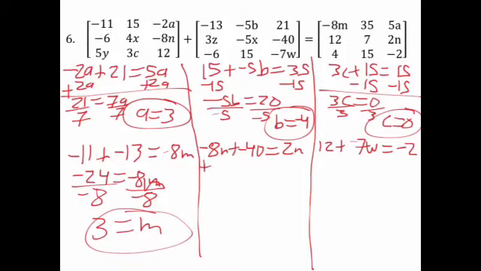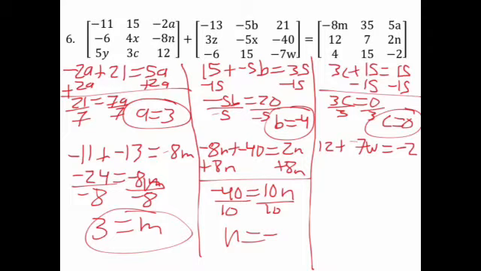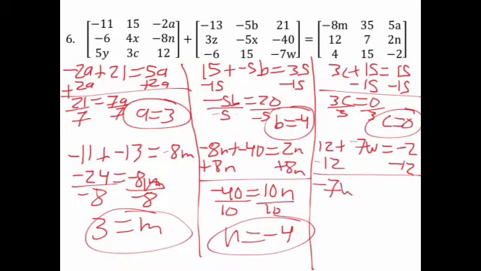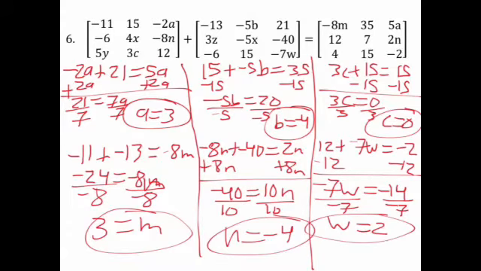On this next one, I'm going to add 8n to both sides, just so I can get my n's on one side. I got negative 40 equals 10n. Divide both sides by 10. And you'll get n equals negative 4, just like b. On the next one, I'm going to subtract 12 from both sides to get negative 7w equals negative 14. Divide both sides by that negative 7, and you'll get w equals positive 2.